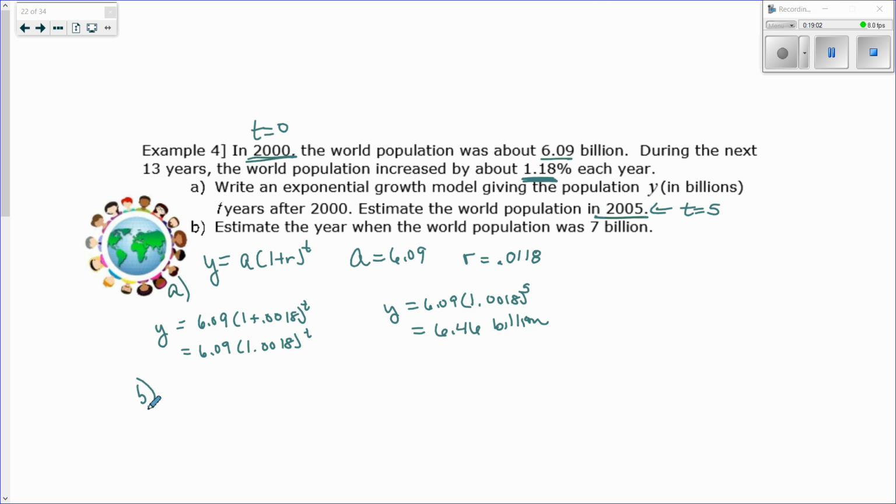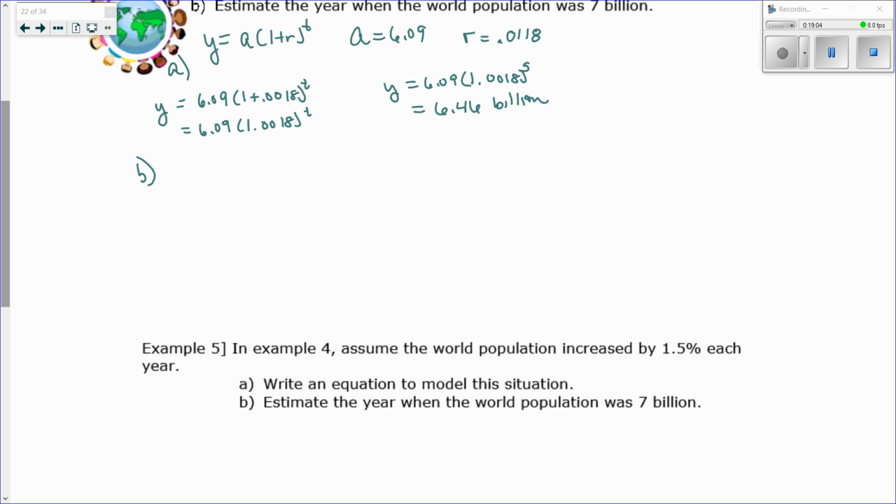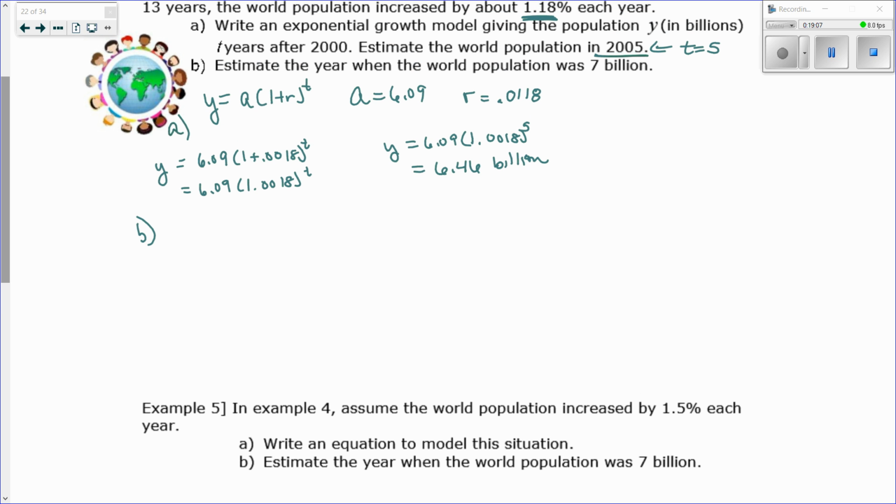So part B, it says estimate when the world population was 7 billion. So we're going to go back to the calculator, and in Y1, put in the equation we created. So 6.09 times 1.0018 to the X. And in Y2, we want it to be 7 billion, so 7 is what we're looking for. And when I do that and I find the point of intersection, it would be 11.871, comma 7.